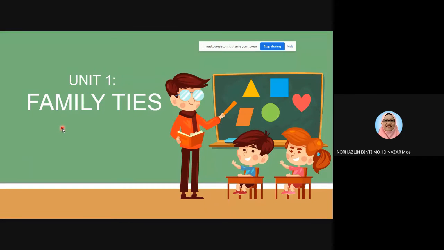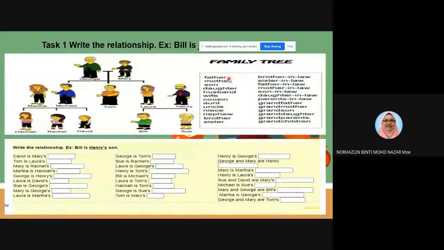Do you love your family? Yes. I'm sure that all of you love your families. Who are the family members? Boleh tulis kat chat lah. Or you can unmute your mic. Who are the family members? They are father, mother, son, daughter.